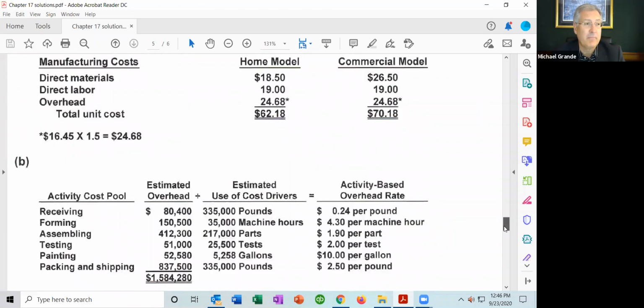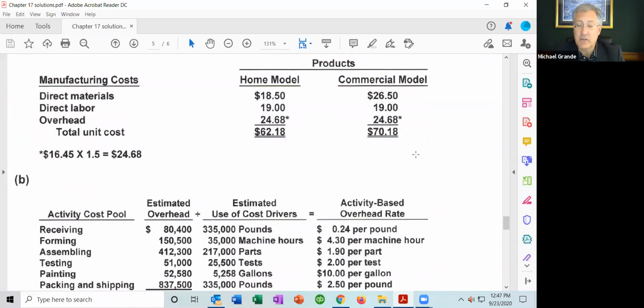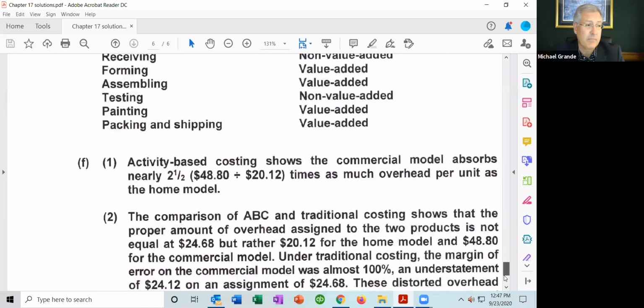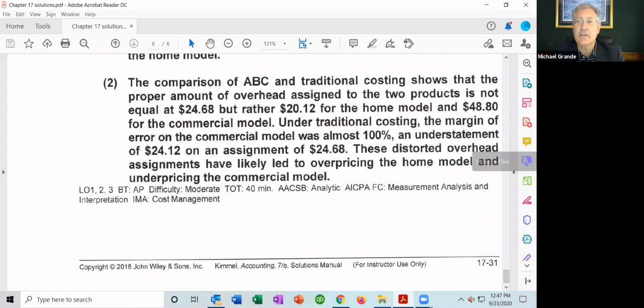But when it comes to the commercial, they thought it cost $70. But under ABC, it costs $94. So they're going to have to increase the sales price on that product. But remember, that's a secondary product. They should be concerned about their primary product. So that is essentially activity-based costing. And what you're going to watch out for is the shift in the allocation of manufacturing overhead. So thank you.